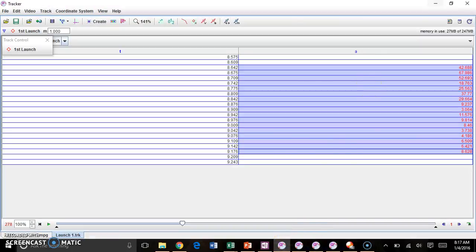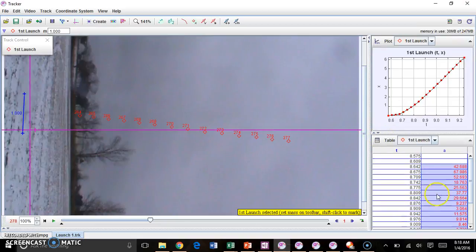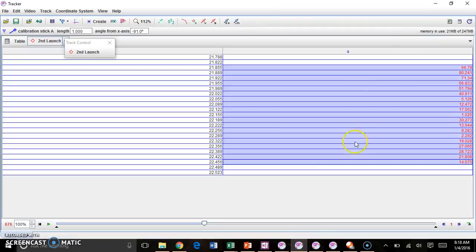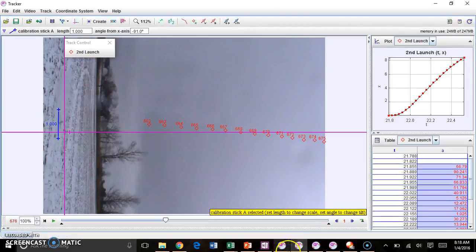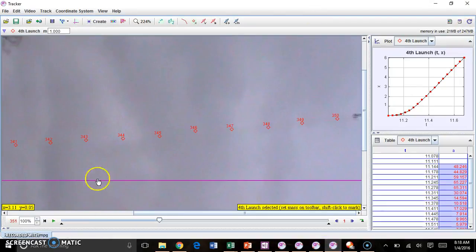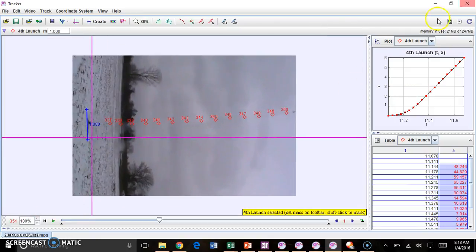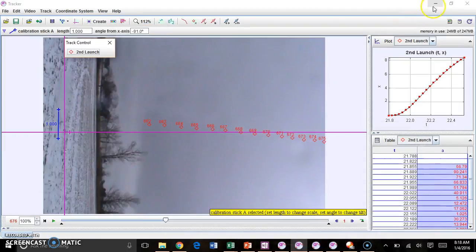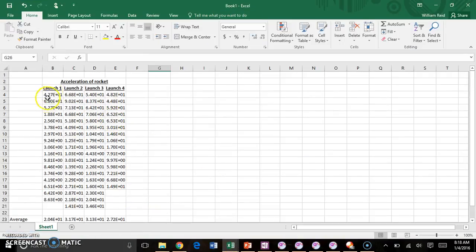I did run all four of the rockets on Tracker, and I found their acceleration over time. This is the Tracker software, and it figures out the acceleration and speed, what have you, basically anything you want about a moving object in a still video frame. After I ran it through Tracker, I also put every result for acceleration in an Excel spreadsheet, and these are all the accelerations for each video frame of the rocket.